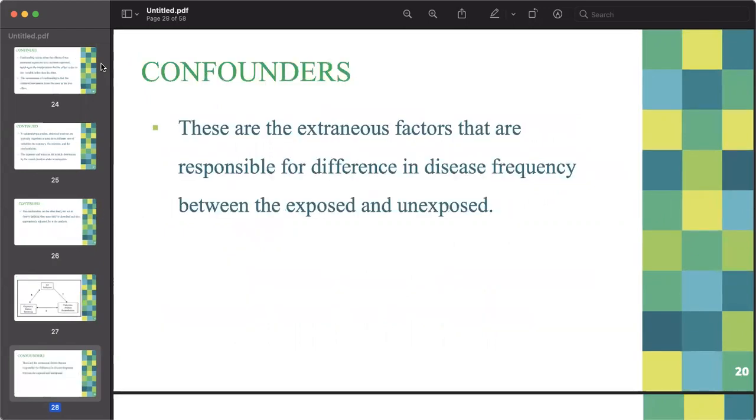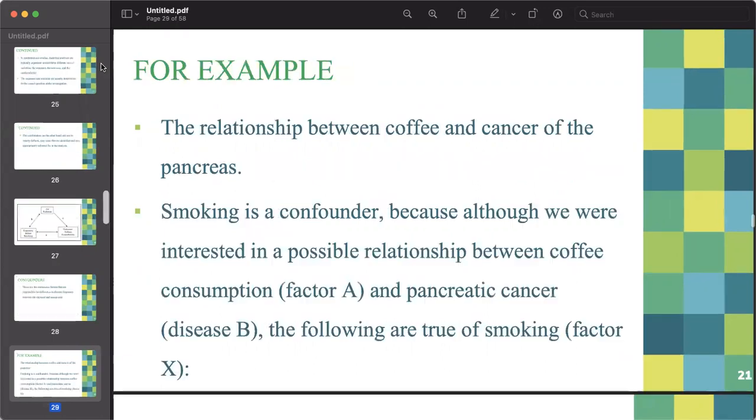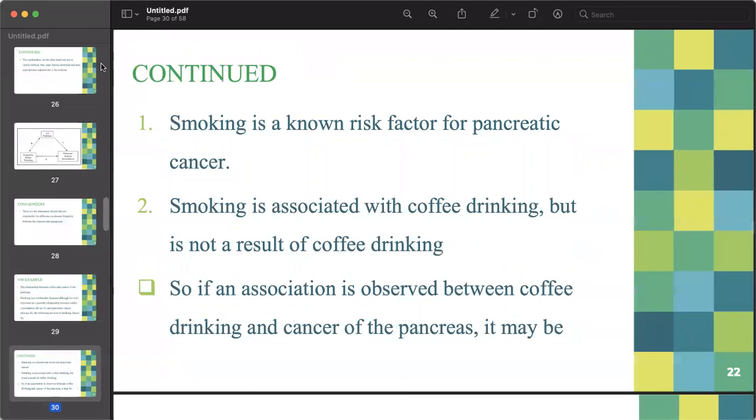Confounders are the extraneous factors that are responsible for the difference in disease frequency between the exposed and unexposed. Consider the relationship between coffee and cancer of the pancreas. Smoking is a confounder because although we were interested in a possible relationship between coffee consumption, factor A, and pancreatic cancer, disease B, the following are true of smoking, factor X. Smoking is a risk factor for pancreatic cancer. Smoking is associated with coffee drinking but is not a result of coffee drinking.